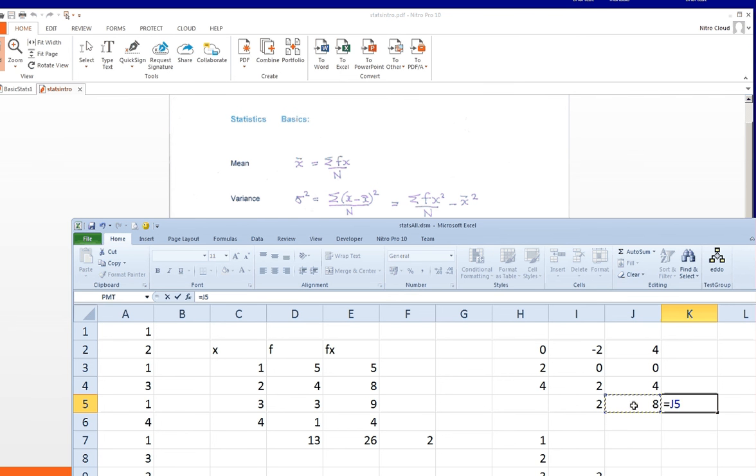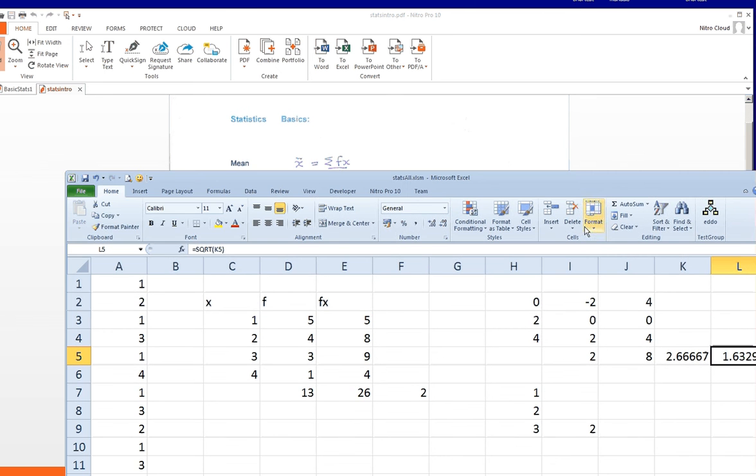So I'll take the 8 and divide that by the number of numbers, which is 3, something like that. And then I'll take the square root of those, because the square root gives us the standard deviation. So I'll take the square root of that, and that gives us the standard deviation. So this one here is the variance, and this one here is the standard deviation.